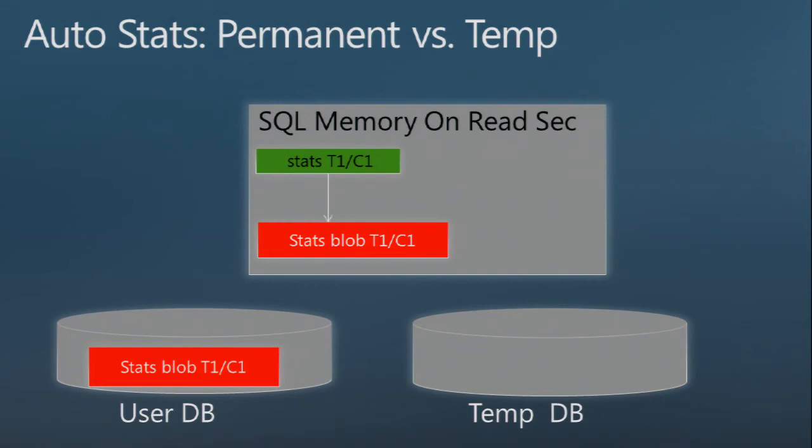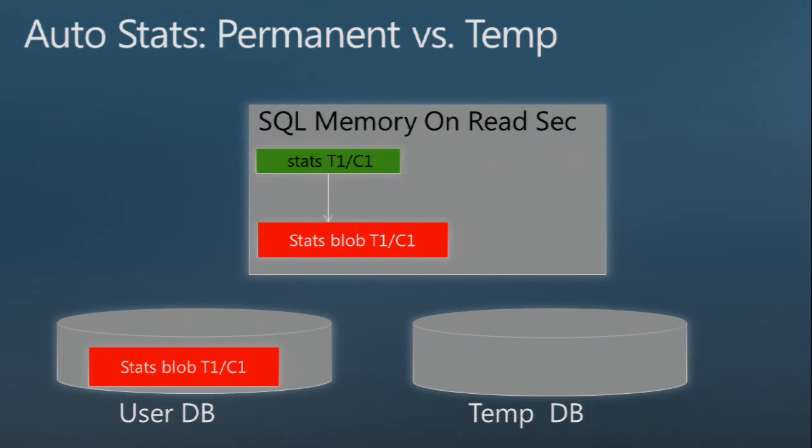So in SQL Server process memory, assuming that you have done a query, we have the stat on table T1, column C1. Now let's say I insert 10,000 rows on the primary into table T1 such that the stats become stale.